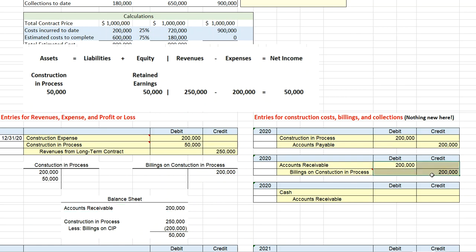If we hadn't billed the customer, we wouldn't show anything as accounts receivable, and instead we would show the entire $250,000 as construction in process.